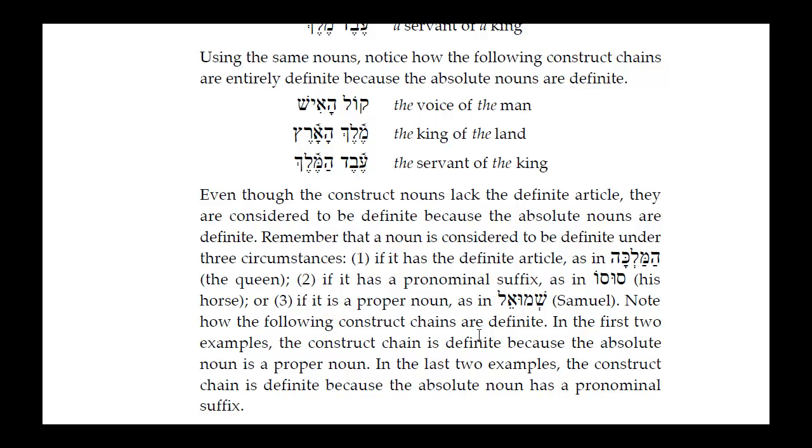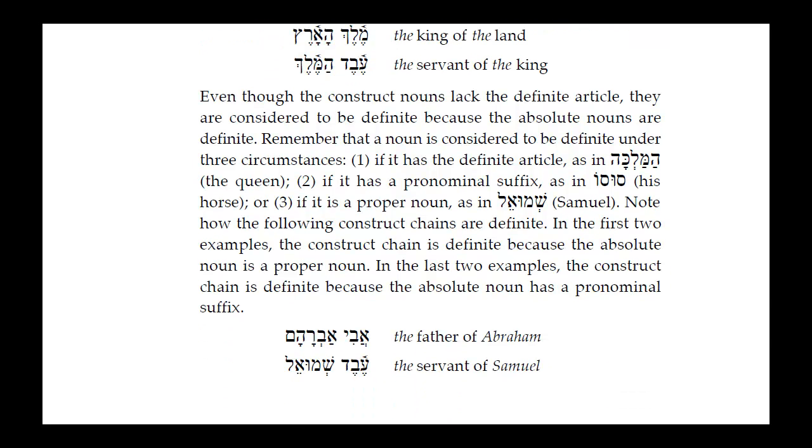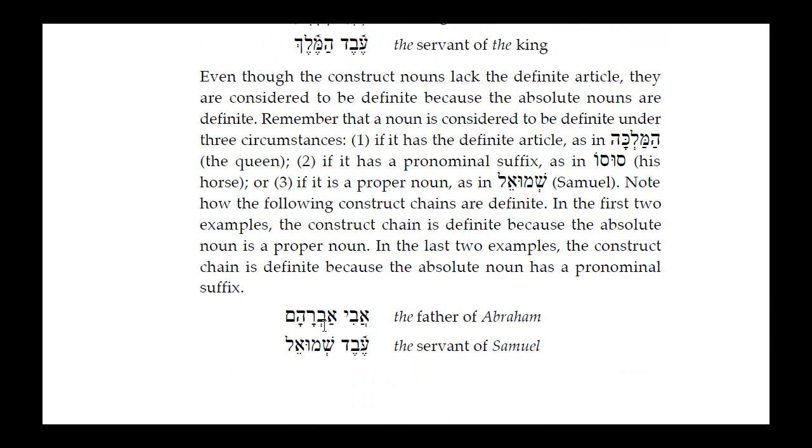Now note how the following construct chains are definite. In the first two examples, the construct chain is definite because the absolute noun is a proper noun. In the last two examples, the construct chain is definite because the absolute noun has a pronominal suffix. Okay, we have Avi Avraham. Avraham is the absolute noun, so it is going to be understood to be definite, and thus the construct noun Avi is going to be definite. The father of Abraham. We don't need to translate it as the father of the Abraham, just the father of Abraham.